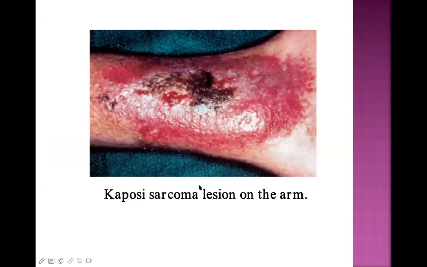Here is Kaposi sarcoma. Kaposi sarcoma on this patient. You see this? This is Kaposi sarcoma. So this is a type of malignancy which develops from the blood vessels.